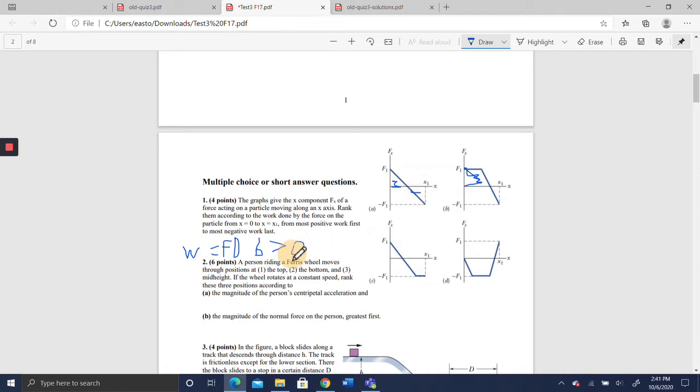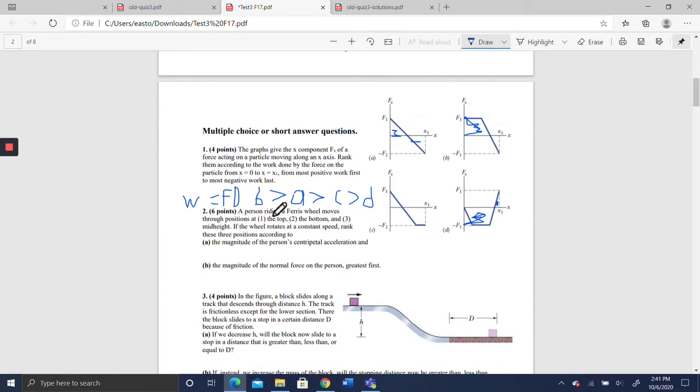So I have B, A, then C, I believe, because D has very little area above, and it's taken away by all this area beneath. So we have B, A, C, and then finally D.